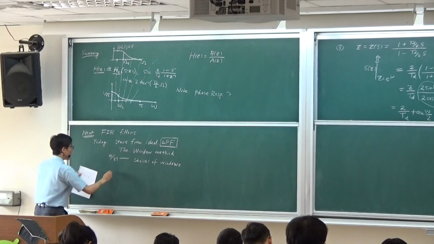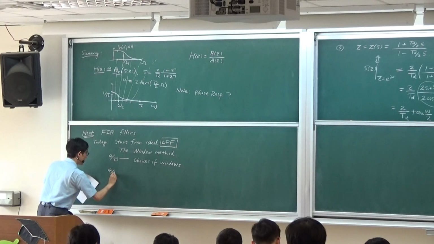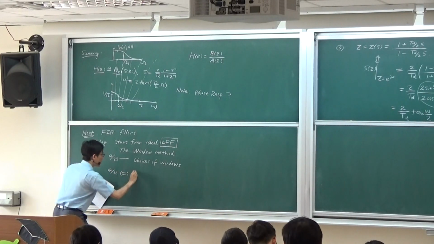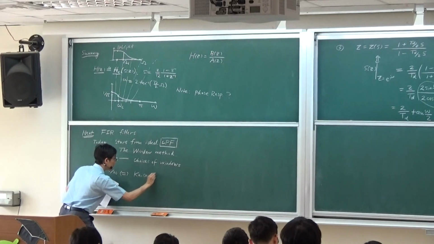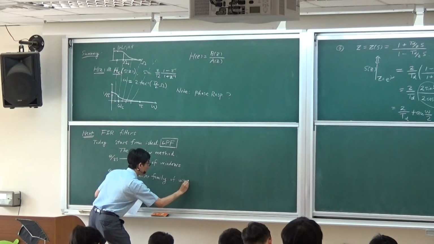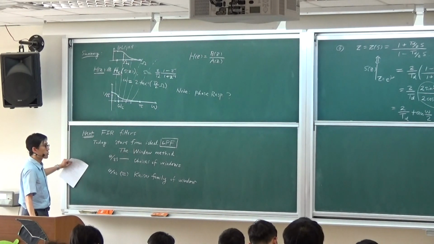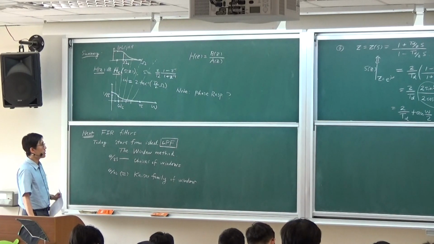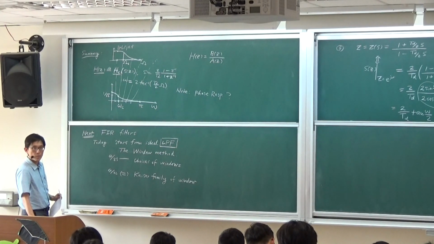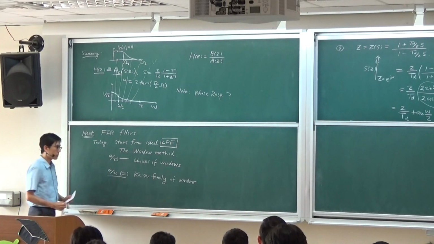And probably sometime next week we'll talk about the Kaiser family of windows. It turns out that there's a family of windows parameterized by a beta parameter, such that you can trade off between two important specs. One of them is the transition bandwidth, the other is the height of the ripples. And probably that will be the end of the range.